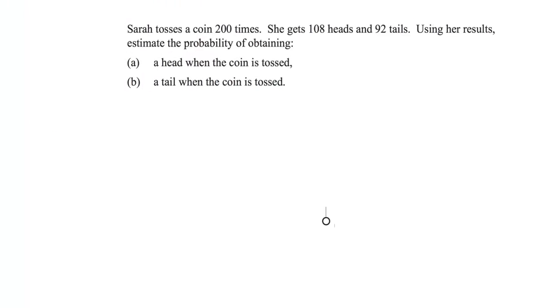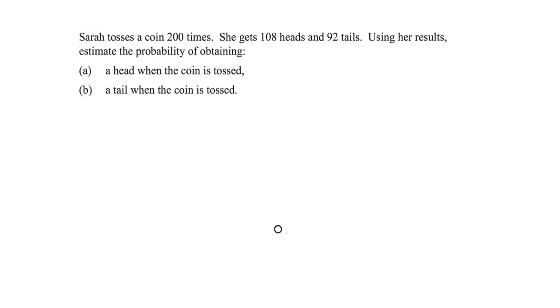Sarah tosses a coin 200 times. She gets 108 heads and 92 tails. Using her results, estimate the probability of obtaining a head when the coin is tossed. So in this case, it's not just a half like you would expect it to be because we're estimating using the data. It's going to be 108 over 200 as a fraction, right?